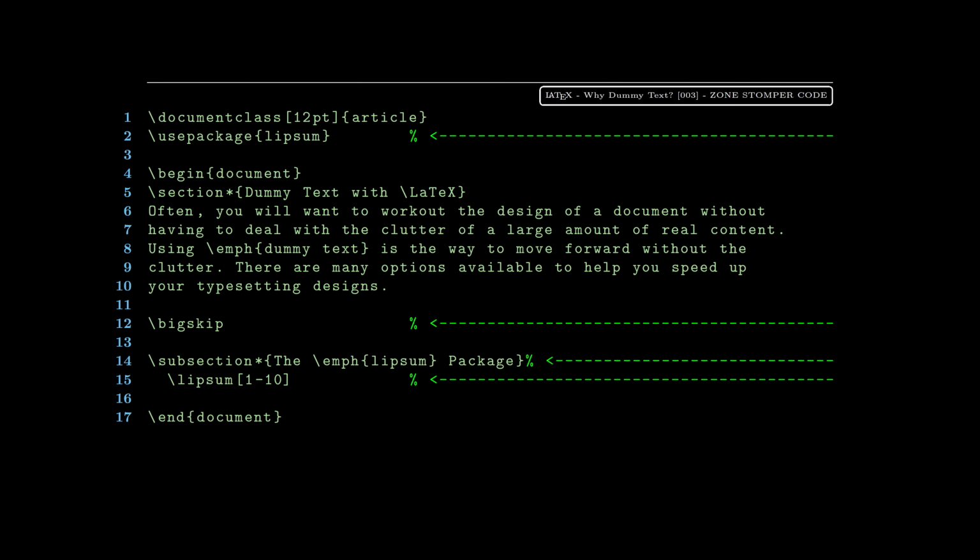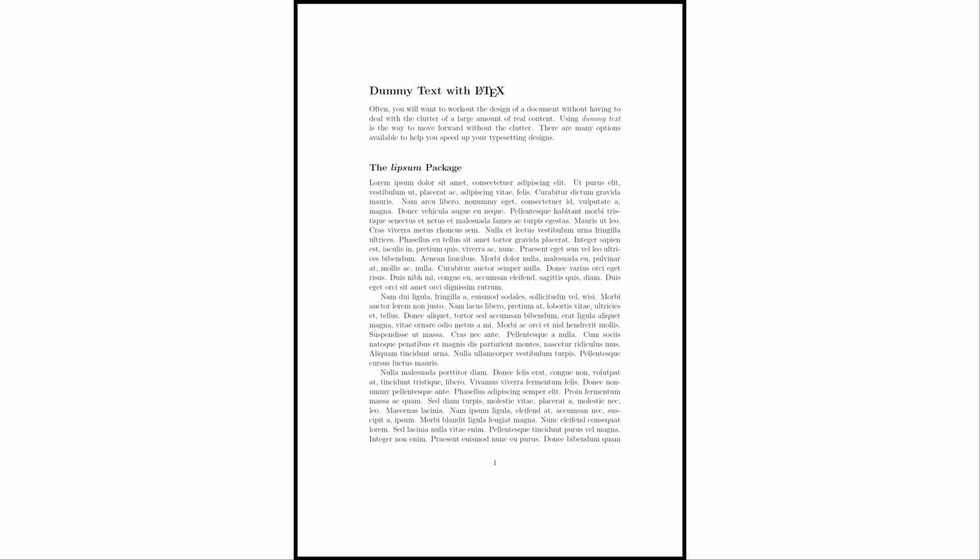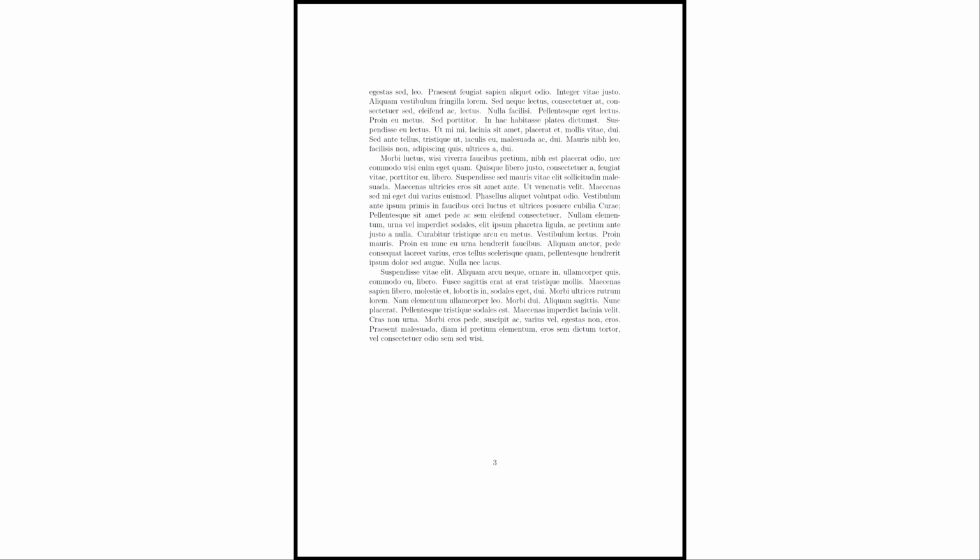And next we're going to actually start working with dummy text. So you see on line 2, use package lipsum. That's our dummy text package. And on line 15 you see lipsum open bracket 1-10 close bracket, and that basically means to use the first through 10th paragraph of the lipsum package. Okay, and here you see it, the lipsum package starting on page 1, and that goes for a ways almost to the bottom of page 3.